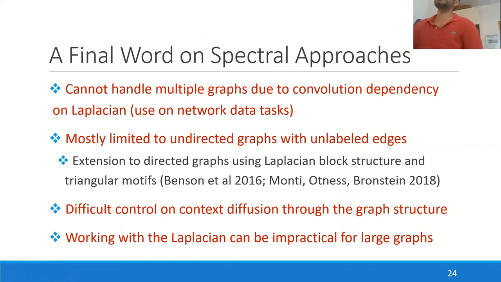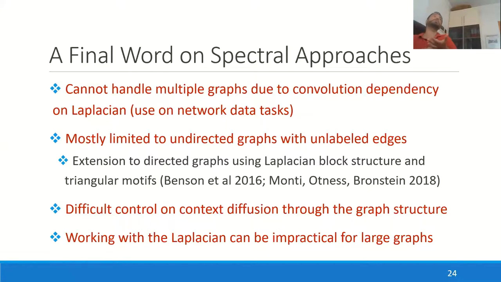Now, let's have a final word on spectral approaches, so that we can then move to the other approaches. Spectral approaches are fairly elegant from a graph theoretical perspective, but they have certain limitations, which are due to the fact that we are, first of all, trying to decompose a Laplacian, and decomposing a Laplacian can be a no-no when your graph is big, okay? Even if you can, of course, get around it. It's mostly limited to undirected graphs with unlabeled edges, but again, there are workarounds. Again, they are workarounds, not naturally supported by the theory that you use to develop the method, okay?